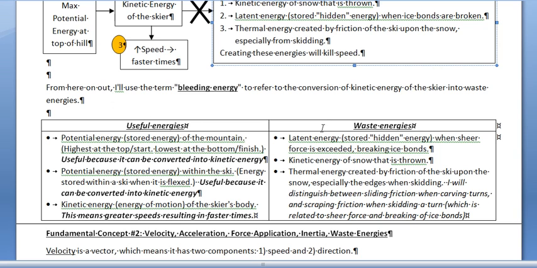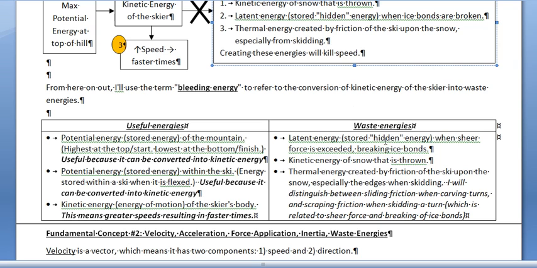So, as a final review to summarize, you have three useful energies. One is the potential energy when you're at the top of the mountain. This is useful because it can be converted to kinetic energy, which translates into speed. Two is potential energy stored within a ski, stored when the ski is flexed. This is useful energy because it can be converted into kinetic energy. And then, of course, kinetic energy of the skier's body, because greater kinetic energy means greater speeds, which results in faster times. Pretty simple concepts.